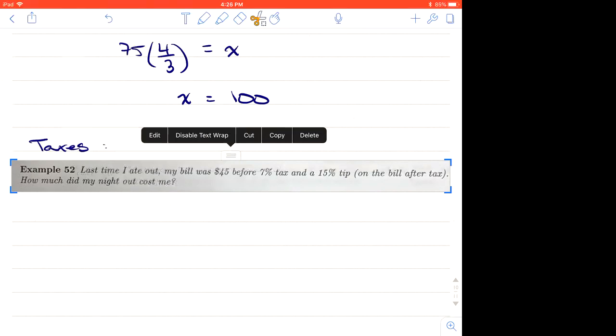We're going to deal with this in 2 phases. Right, first I'm going to figure out, okay, so my bill was 45, and then we have to figure out what the bill was with tax, right? Because we're told that we're tipping after tax. Right?